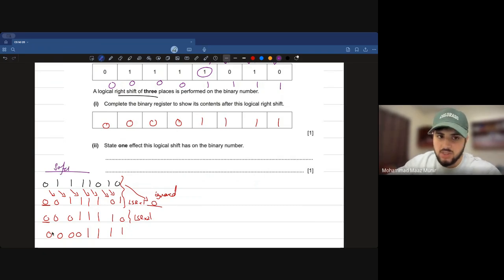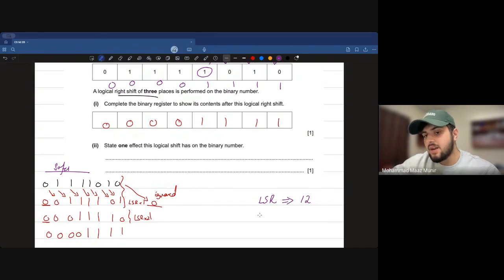So what's the use of logical shift? Good question. Now the second part is basically asking exactly the same point. Bro, you tell me, why did I do this logical shift? What's the effect of this? We studied this in class, that whenever we do a logical shift towards the right side, this means that I'm dividing the value by 2. And whenever I perform a logical shift towards the left side, this means that I'm multiplying the value by 2.